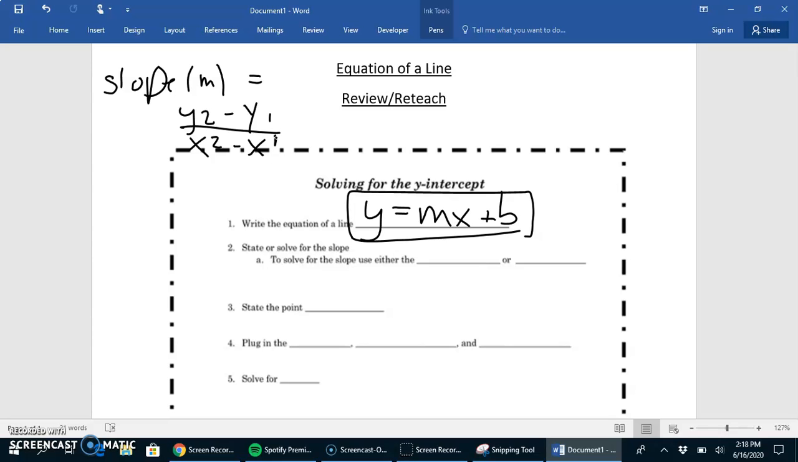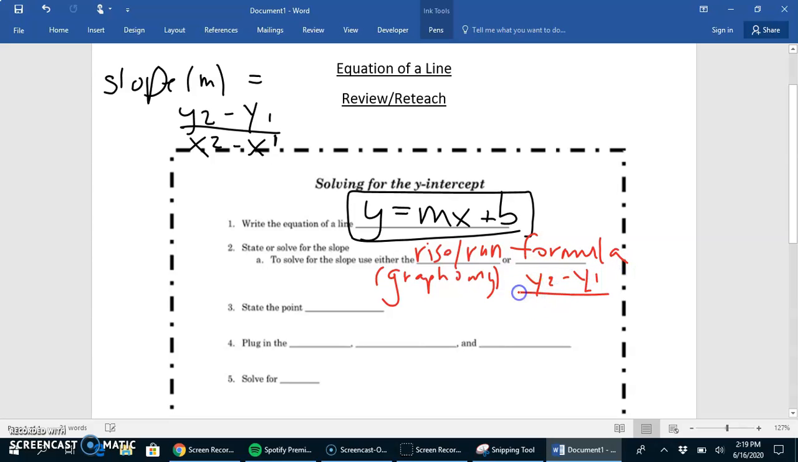Step 2 is to state or solve for the slope. To solve for the slope, we use either, what do you think? Rise over run if we're on the graph. Okay? Rise over run. And that is graph only. Okay? Or we're going to use, what else? The formula, right? That formula we just talked about. Okay? y2 minus y1 over x2 minus x1.